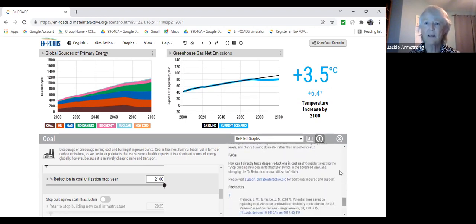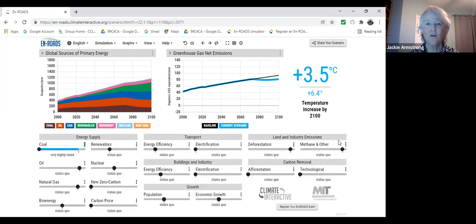We don't have time this evening. You would all just die of boredom if I went into every little detail about every lever. But that's the overview of how this works. At the top, you can look at lots of different graphs. We started with the default graphs, which are the global sources of primary energy and the greenhouse gas net emissions. But there are many, many other graphs.